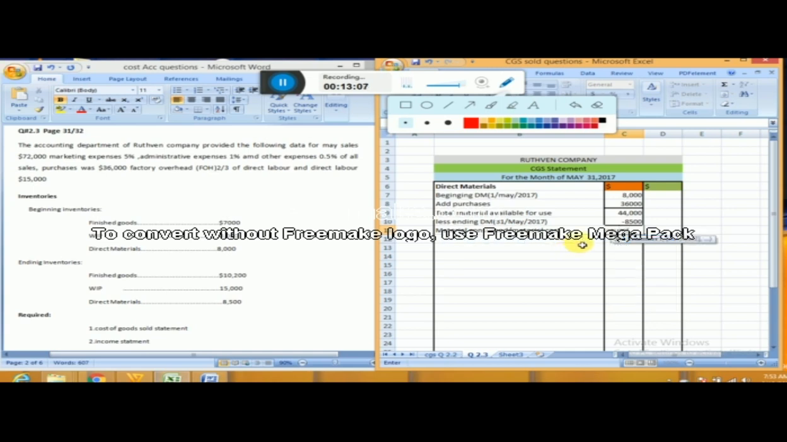Material cost. How much? Now we will apply the formula. Total material was 44,000, but now we have the 8,500 material left. So we will subtract this 8,500 from the total material. And what is the difference? This is called material cost. It means that we used 35,500 material in this month. In the month of May, we used 35,500.